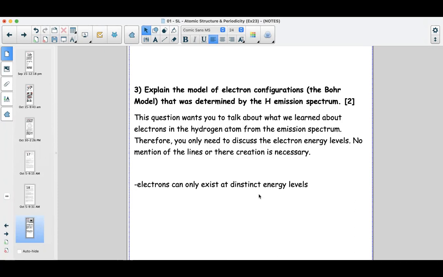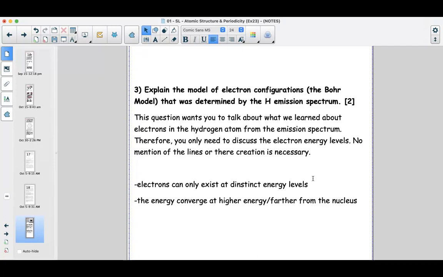They can jump between them, they can transition between them, but there are only certain energy levels where the electrons can exist. And the second thing that we learned about those energy levels is that the energy levels converge at higher energy or farther from the nucleus. So the farther we get from the nucleus, the closer together they are, and the nearer the nucleus, the farther apart they are. And that's really it. If this is a 2-mark question, those are the things that we learned from the Bohr model.